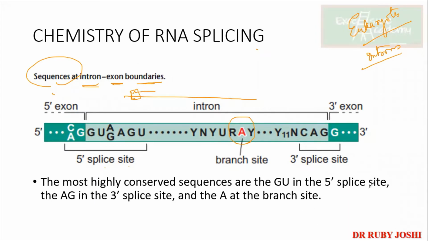Okay. Then again, in the 3' splice site you are going to have this sequence. Okay, so it is the most highly conserved sequences, which is the GU in the 5' splice site and AG in the 3' splice site, A in the branch site. Can you just remember? Simple, right?